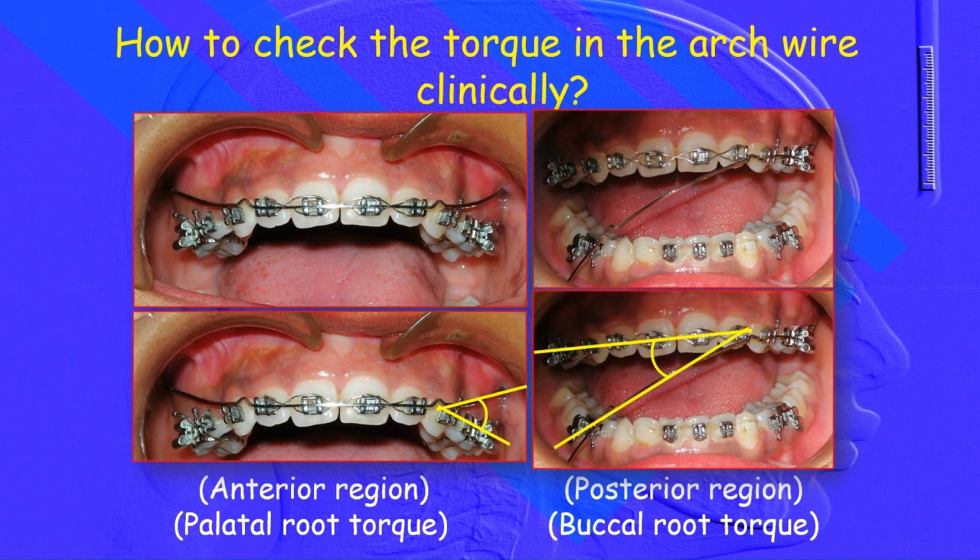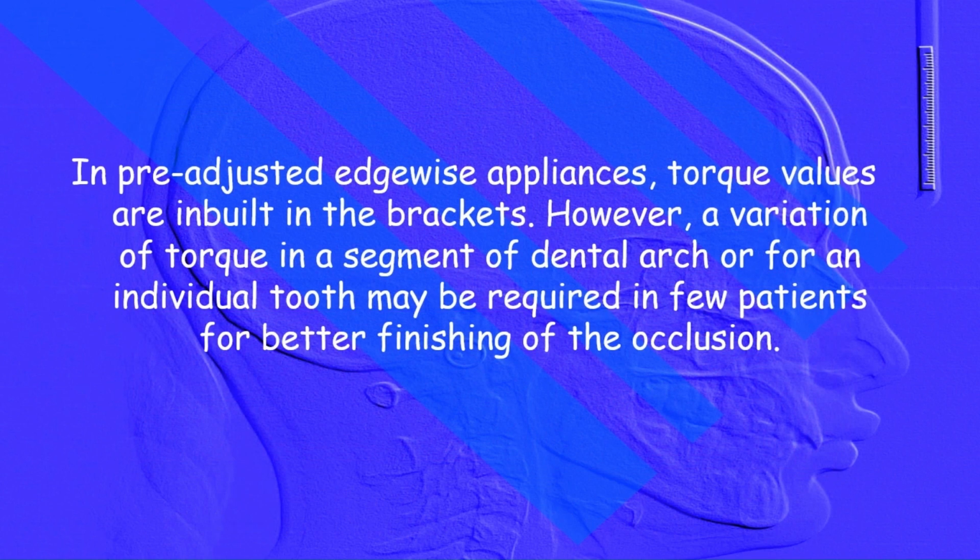Similarly, when an archwire with buccal root torque is engaged into the bracket slots of posterior teeth, the other end of the archwire remains in the vestibule as shown in the picture. The angle between the bracket slots level and the opposite side archwire is the amount of buccal root torque present in the archwire. Achieving normal inclination of the teeth during comprehensive orthodontic treatment is very crucial for optimum treatment results. In pre-adjusted edgewise appliances, torque values are inbuilt in the brackets. However, an additional torque in the archwire may be beneficial in a few cases for optimum finishing of the occlusion.